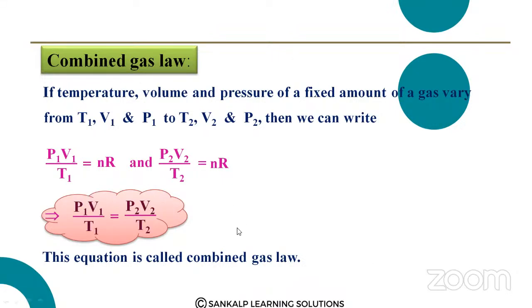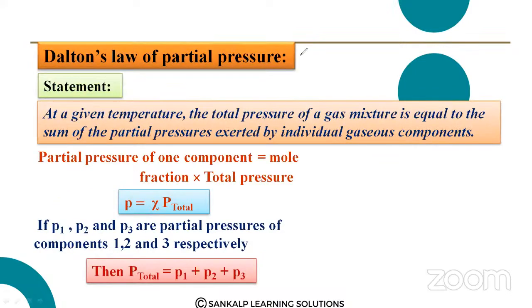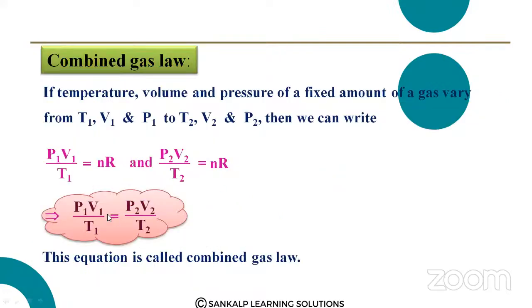Remember this for the combined gas law: P1V1 by T1 is equal to P2V2 by T2. This is the combined gas equation. Remember this.